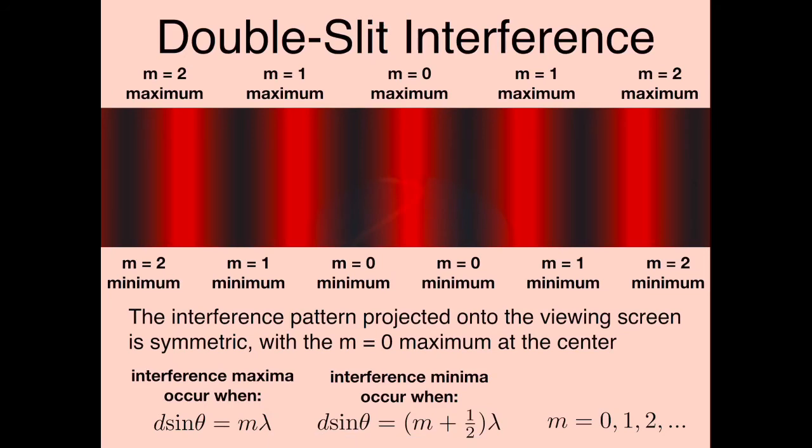And everywhere in between, we have the minima. So this is our m equals 0 minimum. We have 1 on either side. This is our m equals 1 minimum, m equals 2 minimum, and that pattern keeps going, corresponding to all of these possible values of m. So the larger m is, the further away from the center we're getting from the interference pattern. That's how that works.